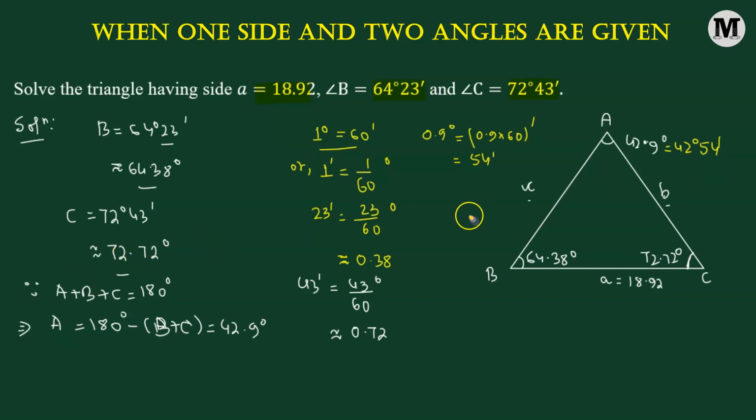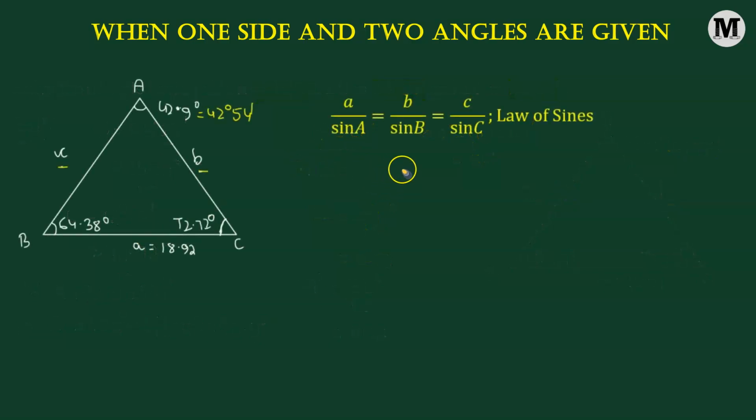Okay, now let's move on to the next task, where we need to find the measure of side b and side c. To do this, we're going to take the help of the law of sines. The law of sines states that the ratio of the side a to the sine of angle A equals b over the sine of the angle opposite to side b, equals c over the sine of angle C. As side a is given to us, that's 18.92 units, we're going to keep our first ratio fixed, which means we're going to get two equations.